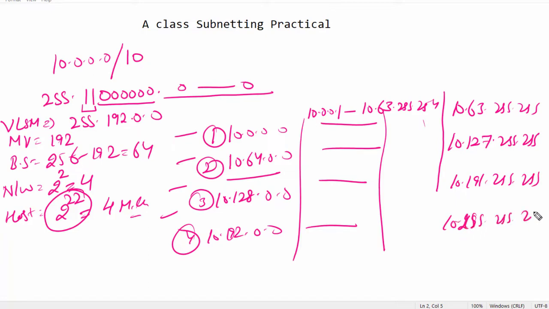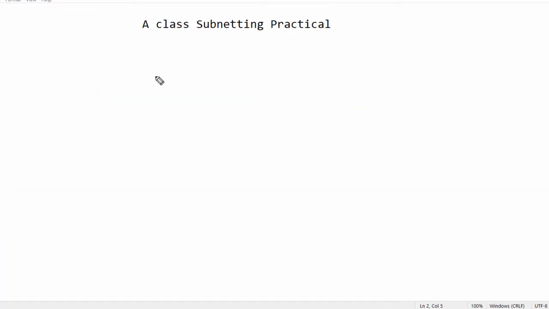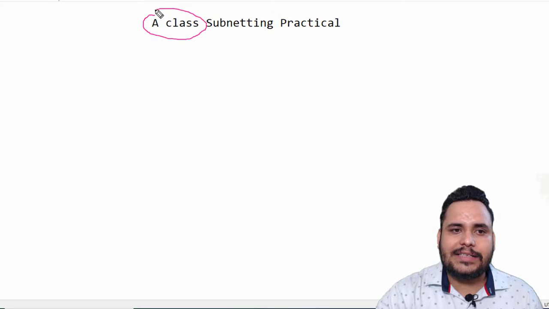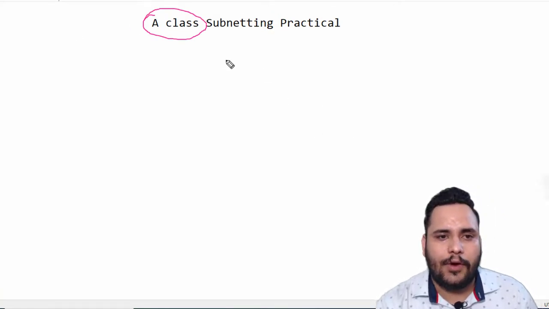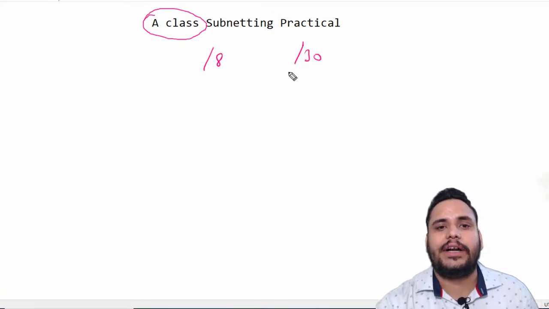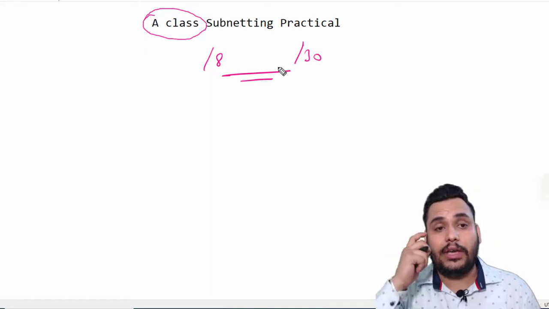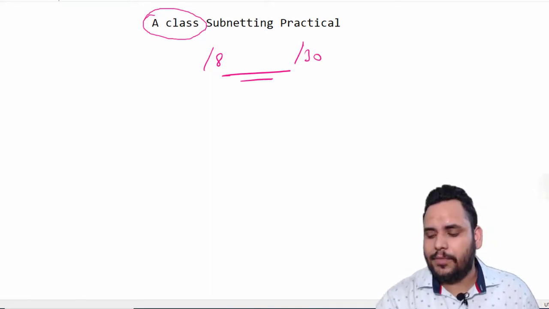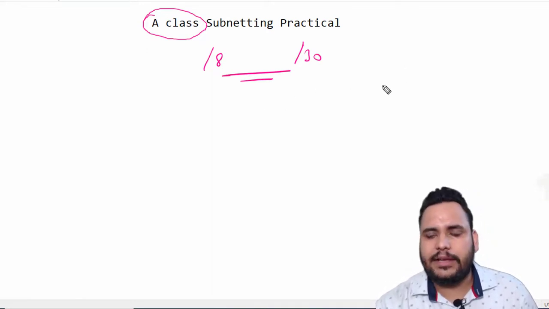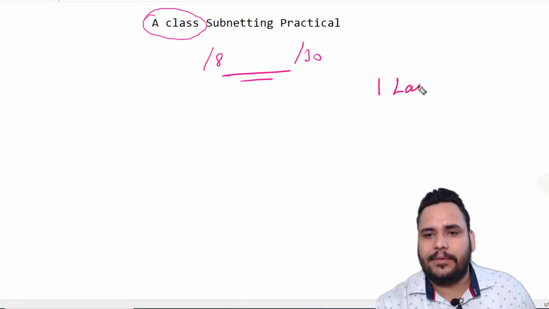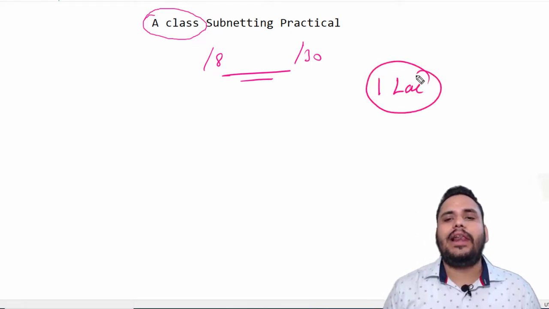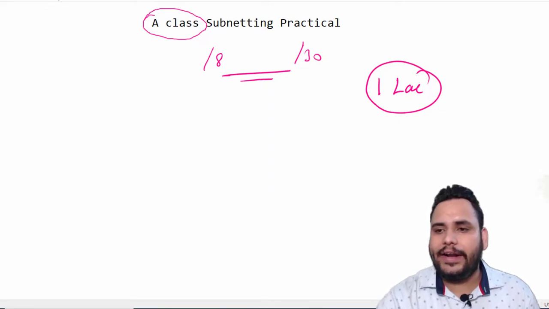255, 255, 255. So IPs start from 1 to 254, 1 to 254, 1 to 254, and the broadcast belongs to 255. Now, in A class, I told you that it can go from /8 to /30. Like if you are working on A class and you need 1 lakh IPs, so how do you find it?